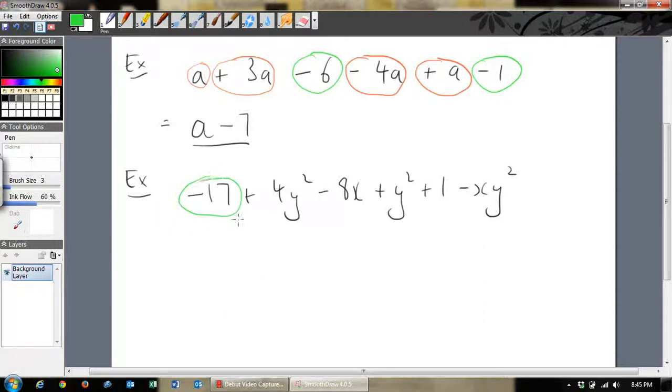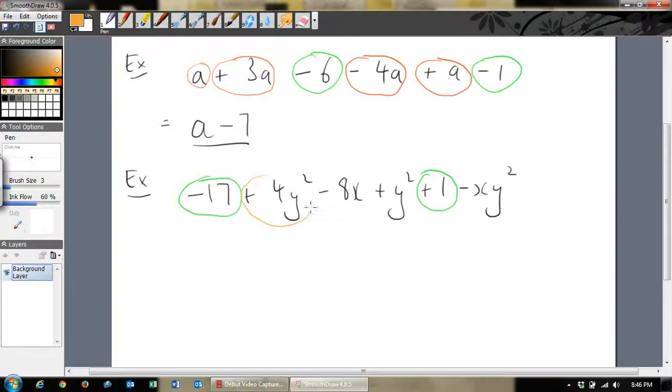Okay, so let's just circle our like terms. Okay, here we have a constant. Do we have any other constants? Yes, here we do. We've got a positive 1 as a constant. So you're always looking for the sign in front of the number or the pronumeral. Okay, that plus belongs to that 1. That negative belongs to that 17. Please get that right. Super, super important.